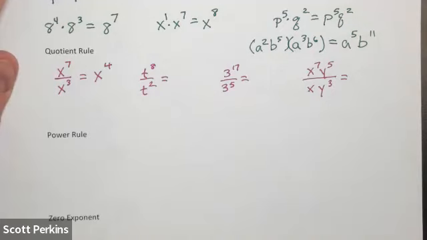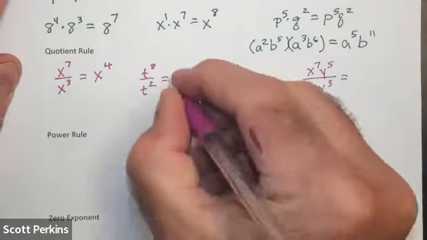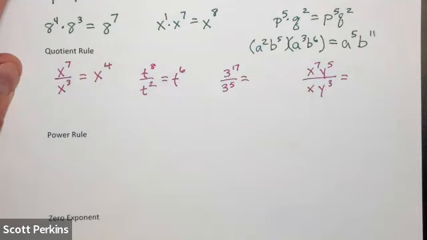So the first one, t to the 8th divided by t to the 2nd, is going to give me what as a result? Perfect. The base stays t, and I subtract the exponents and get 6.